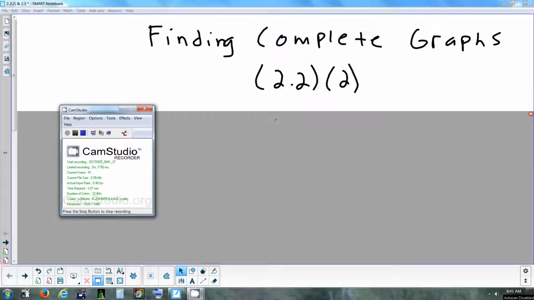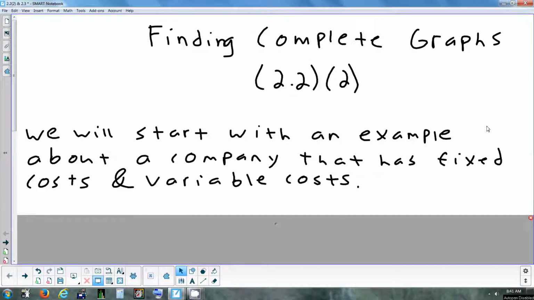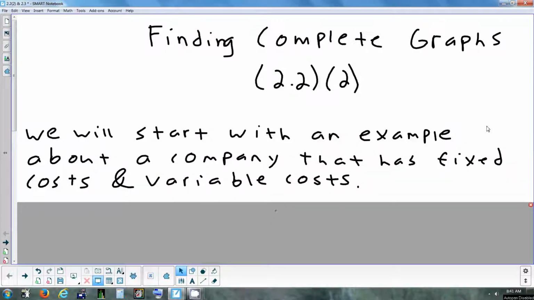All right, so we're going to start off by looking at section 2.2. Okay, we'll finish up what we didn't finish last time, and then we'll look at section 2.3. So we're going to start by looking at a problem that's essentially going to get at what we call a break-even point. Okay, kind of figuring out where a company's not making money, but they're not losing money. It's called the break-even point.